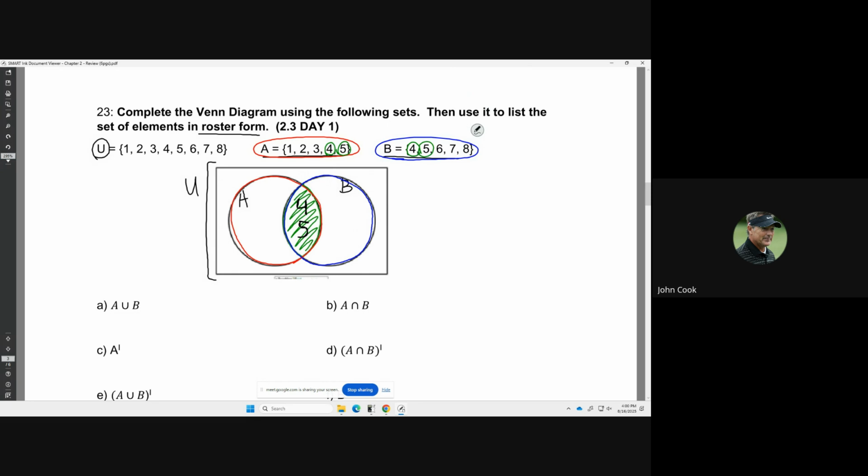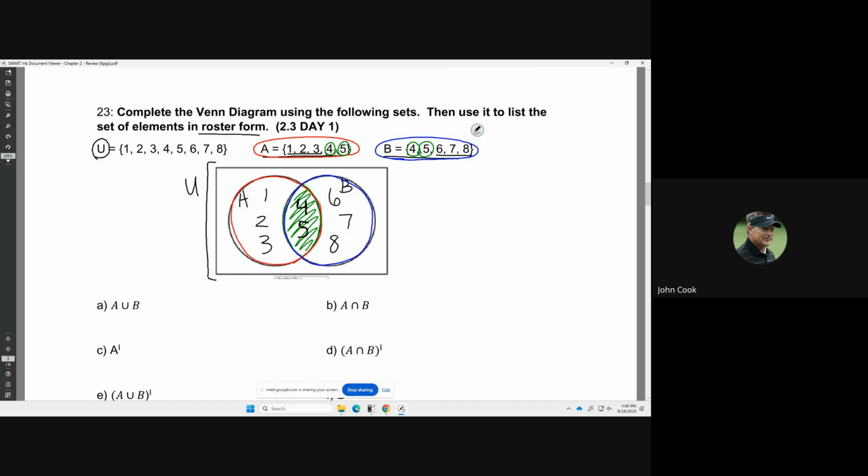Okay, now there's the numbers 1, 2, and 3, and those are only going to be in A. So 1 and 2 and 3, and they're not in any of the blue regions that they'd share. And then on the other hand, 6 and 7 and 8 are only going to be over here. They're in the blue region, but they're not in that little shared green area between the two.